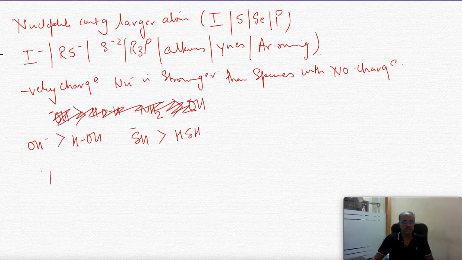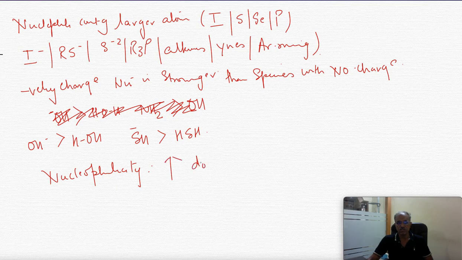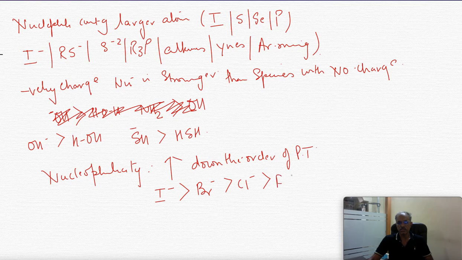Now we'll see nucleophilicity. Nucleophilicity increases down the group. Take for example, I minus is more than bromine, is more than chlorine, is more than fluorine. So iodine is more nucleophilic as compared to bromine, chlorine and fluorine.